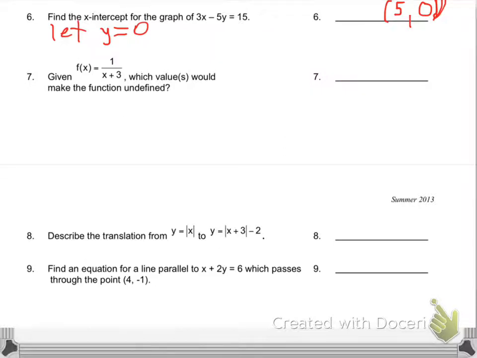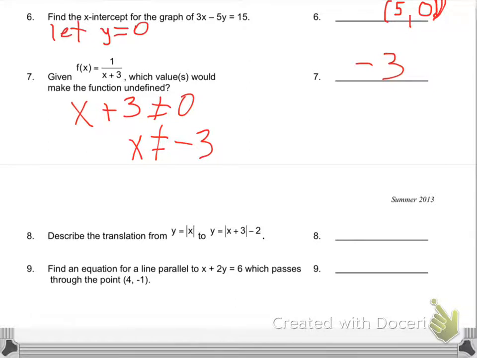Number 7. Given f of x equals 1 over x plus 3, which values would make this function undefined? The way it would become undefined is if the bottom equaled 0. So I do not want x plus 3 to equal 0. When you subtract 3 from each side, x cannot equal negative 3. That is the value that would make it undefined, because again, you cannot divide by 0.